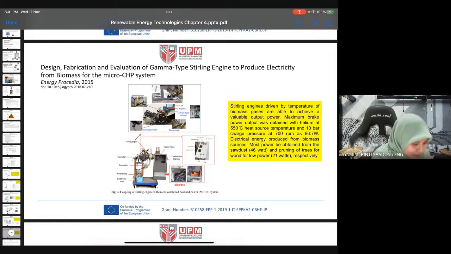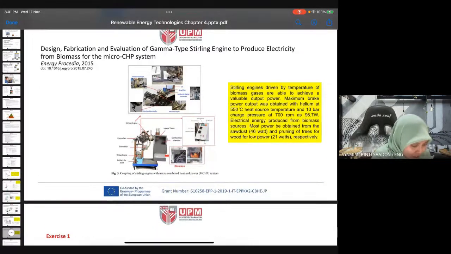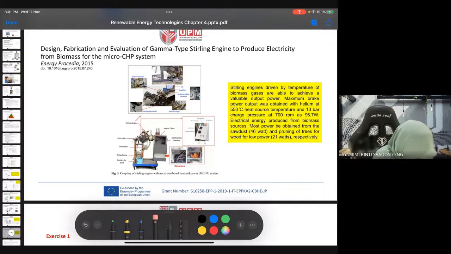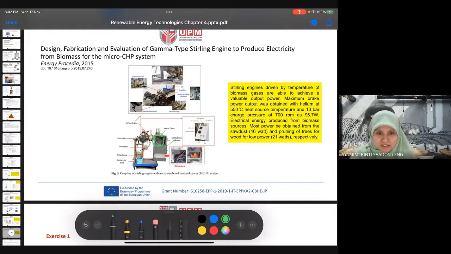If you can see here, it is not very big. Okay, so this is the heated tube of the Stirling engine. This is the combustion chamber, so we burn the biomass inside here. The biomass is burned inside the combustion chamber, and then the heater. This is the heated tube of the Stirling engine.